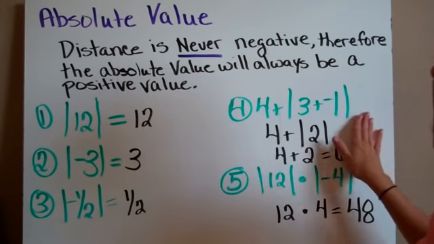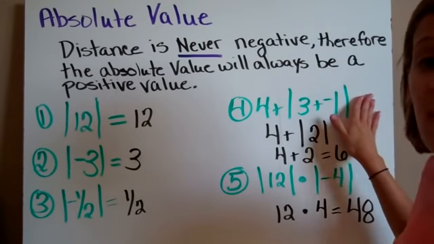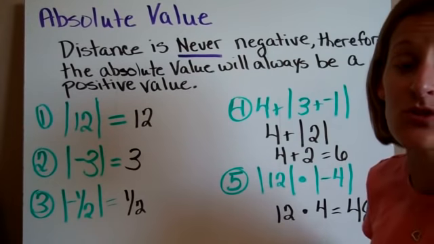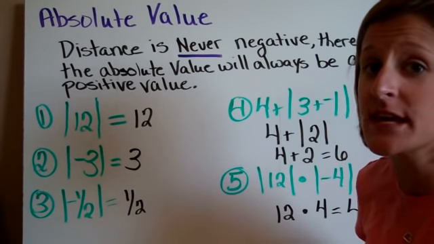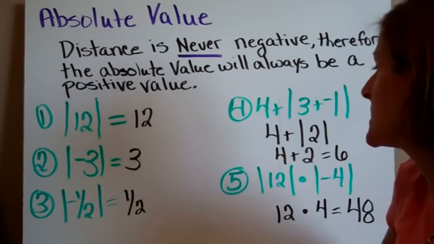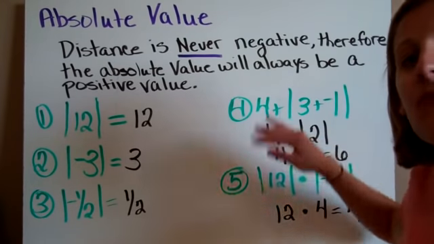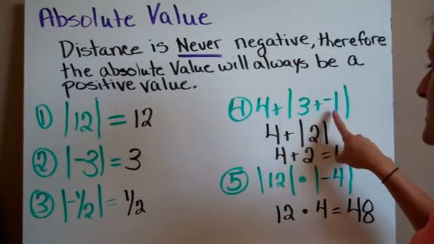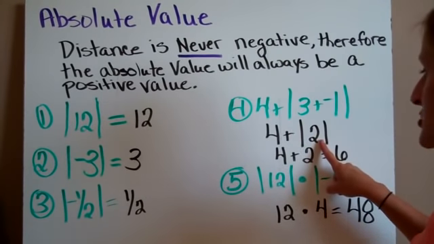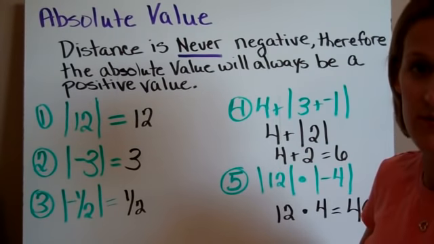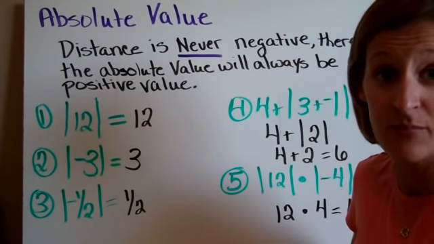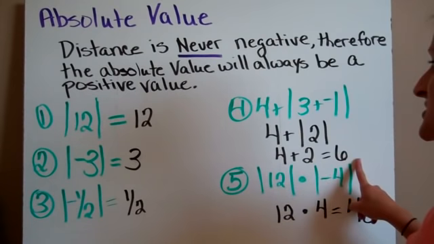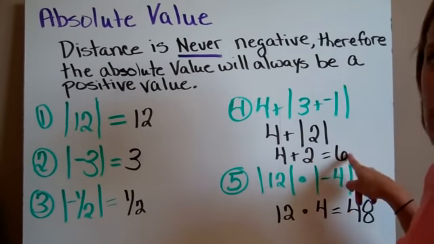Now this next one has a few operations in it along with the absolute value. So what we need to do is treat the absolute value bars almost like grouping symbols or parentheses. So I need to do that first before I do the rest of the operations. So I need to do 3 plus negative 1, and that's going to be 2. Now the absolute value of 2, how far is 2 away from 0? That's 2. So now I do 4 plus 2, which is 6. So your answer for this one would be 6.